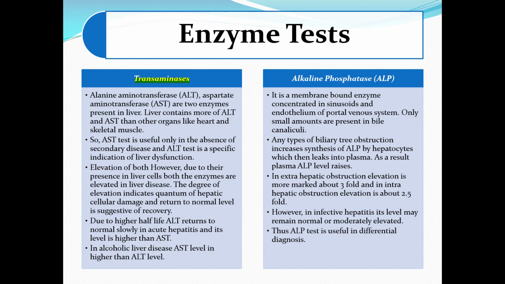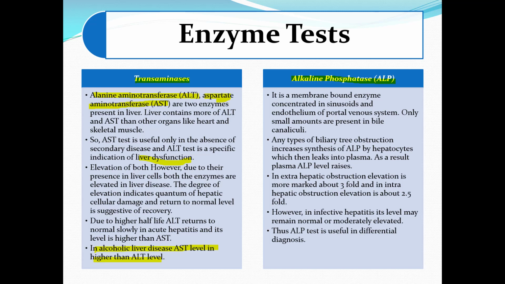There are two transaminases that are involved in liver diagnosis. They are known as alanine aminotransferase or ALT, and aspartate aminotransferase or AST. They were known as SGPT and SGOT earlier. Both ALT and AST are increased in hepatocellular diseases. Remember that ALT divided by AST will always be above 1 in liver disease. In alcoholic liver disease, the AST level will be higher than the ALT.